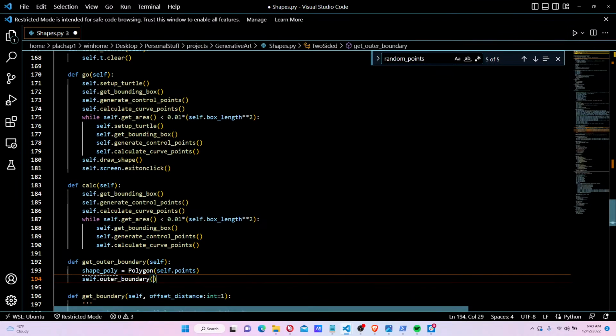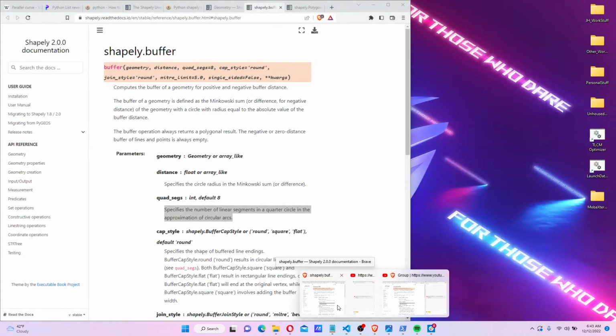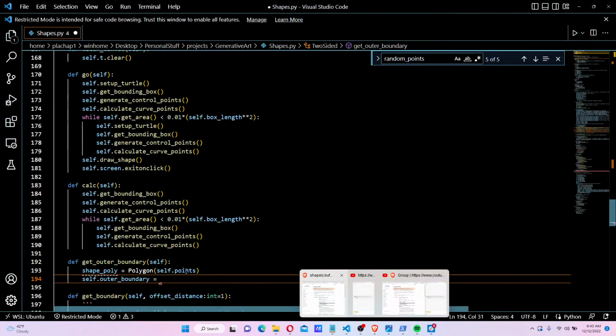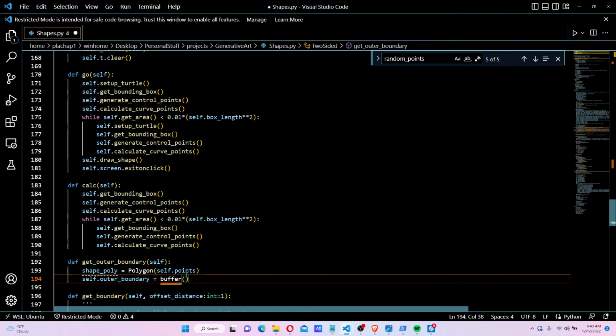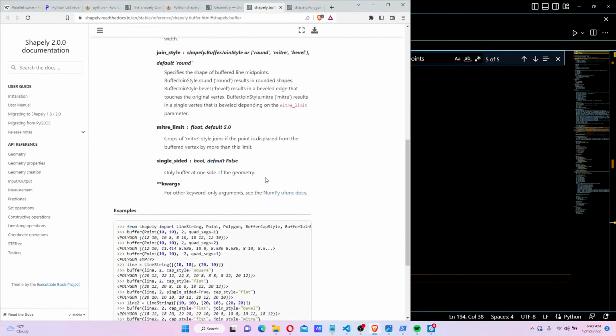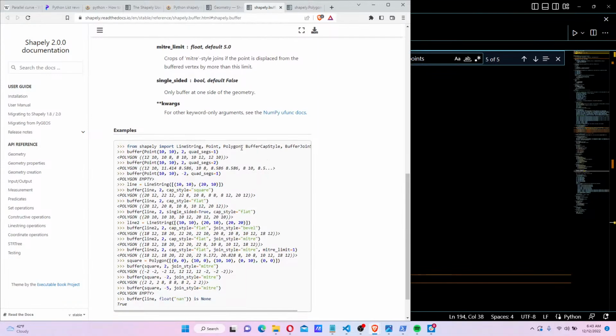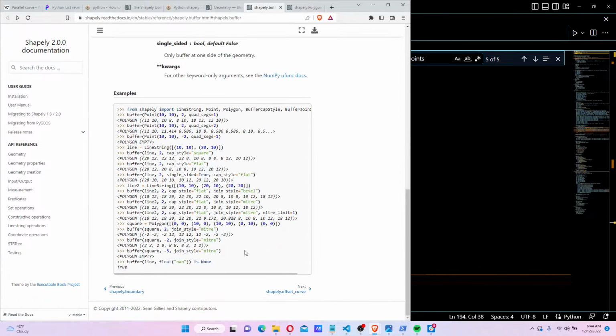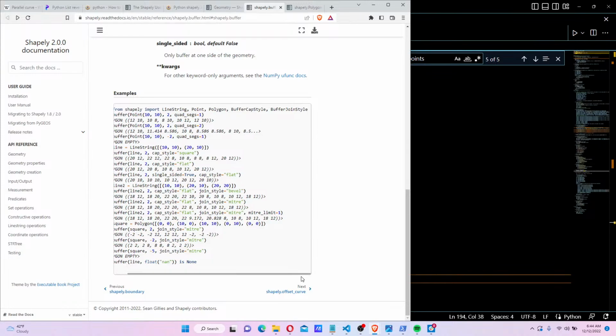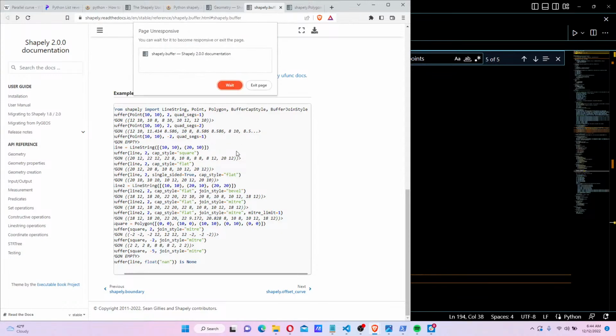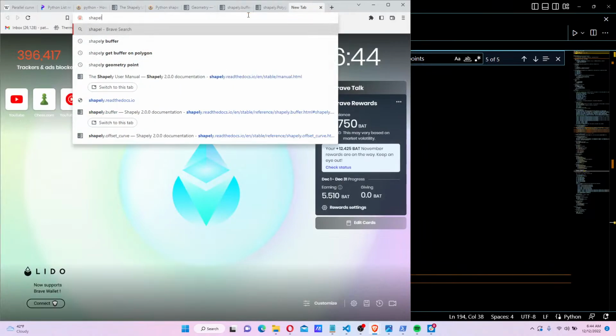Okay, so the outer boundary is equal to buffer, buffer cap style, buffer join style. Okay, I'm gonna look up another example.